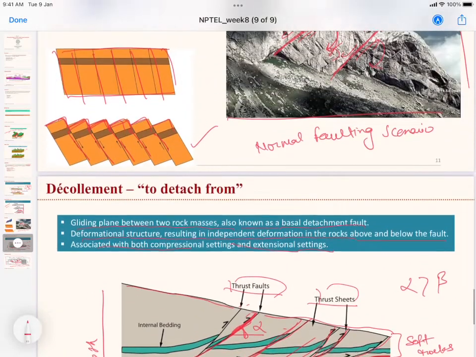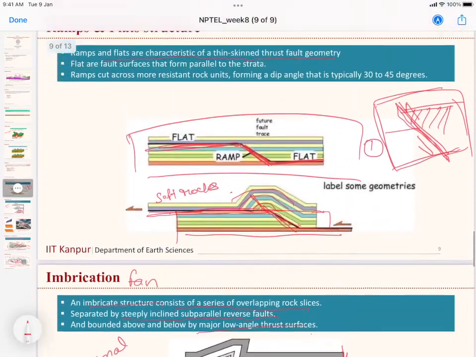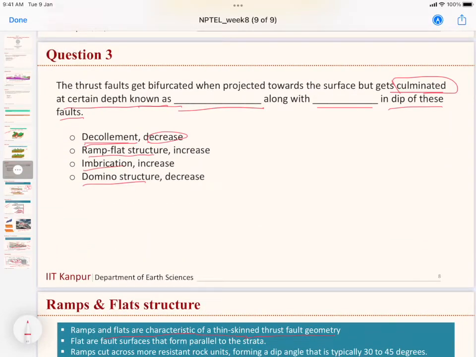But you answered correctly that the answer would be the decollement, and the dip is decreasing with respect to depth, and it should, because at the end they are culminating, because they are converging, and if they are converging, then the dip should decrease. Any other doubts? Okay. So Akshay, I think you were confused related to this question, or is it clear now?